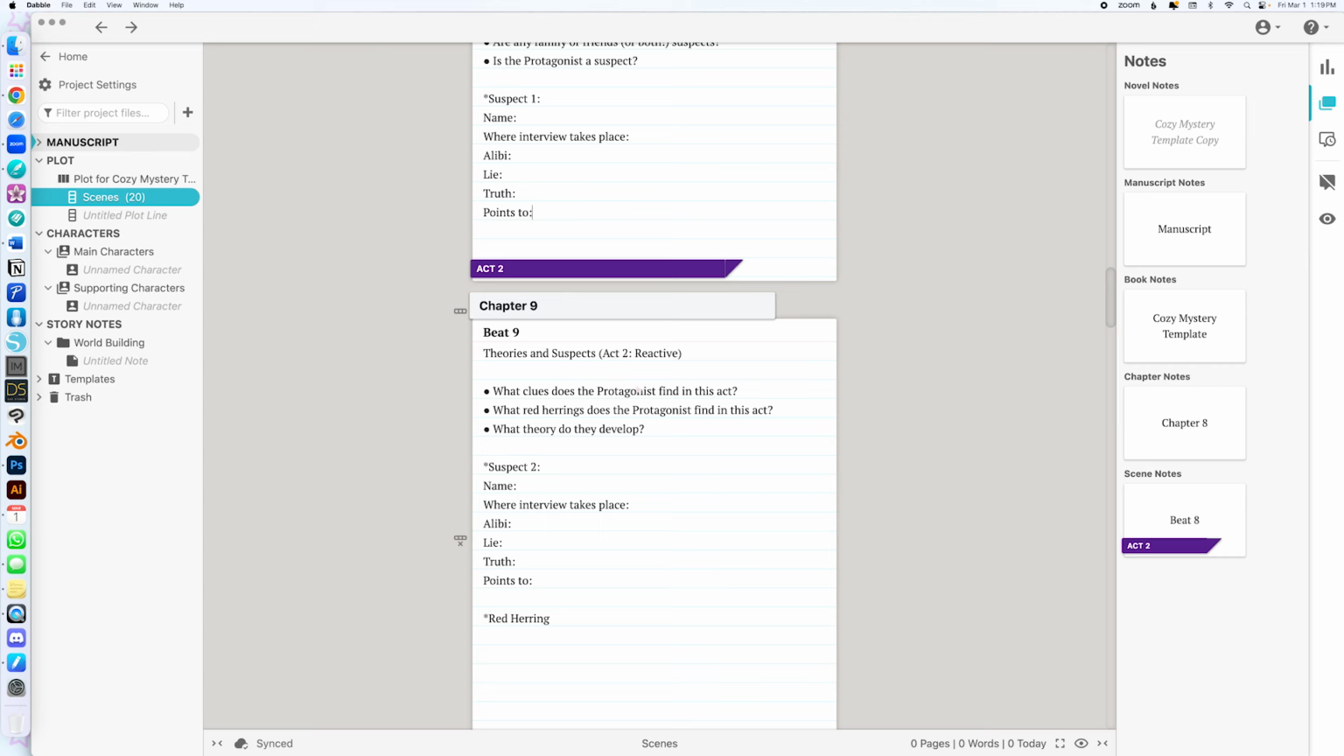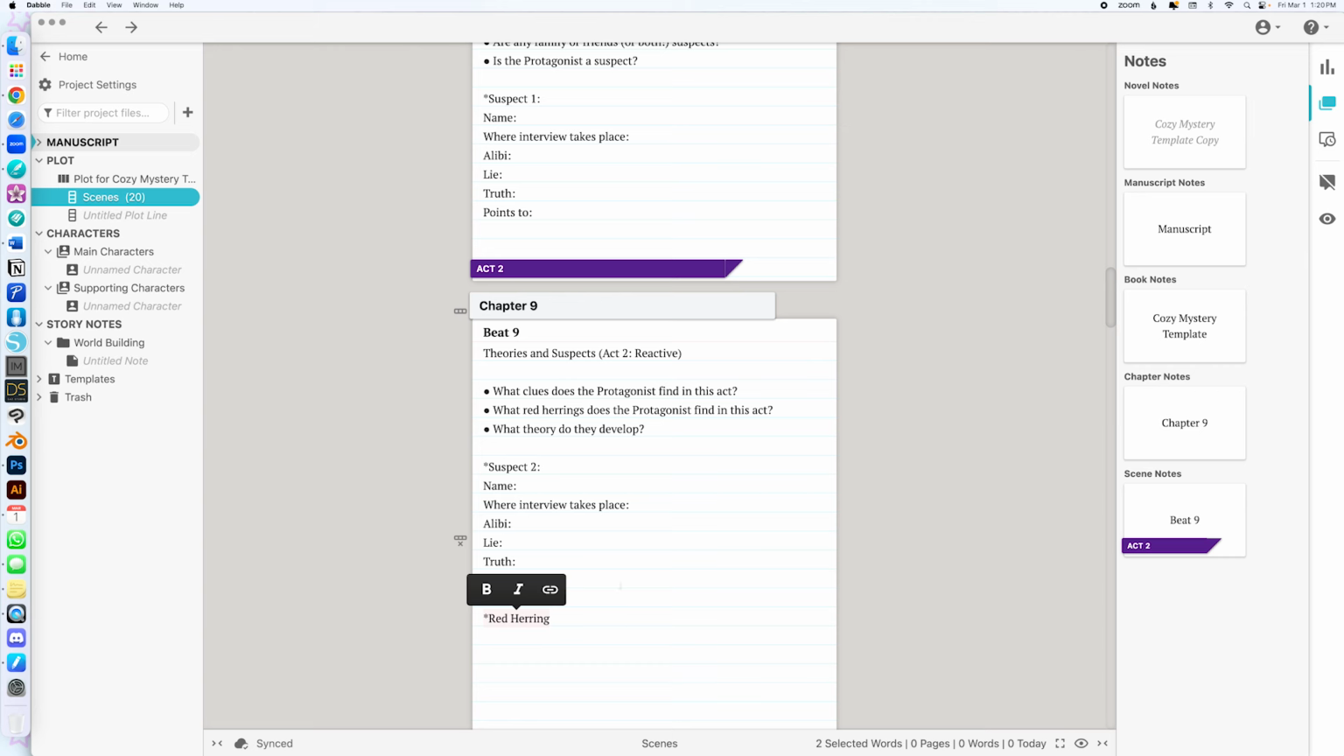So what clues does the protagonist find in this act? What red herrings does the protagonist find in this act? And what theory do they develop? So a lot of times in this beat, I will have a second suspect that the protagonist will investigate. And again, it's the same setup. So name, interview, where the interview takes place, their alibi, and basically why they couldn't have done it, the lie, the truth, and who they point to.